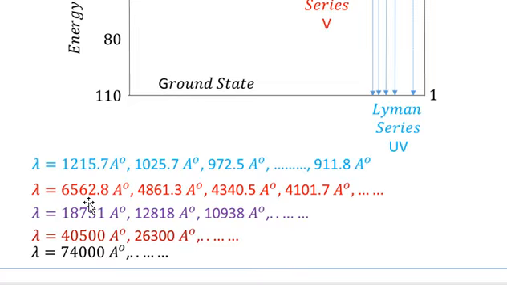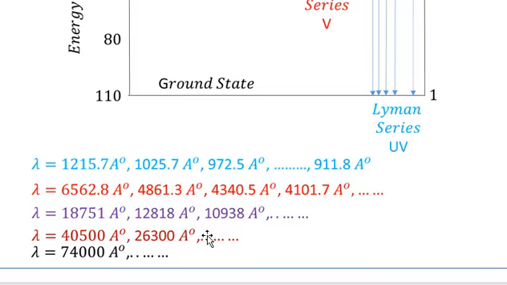And similarly for the Balmer series, I am representing these wavelengths in red, and the first one corresponds to the emission of a wavelength when the transition from the level number 3 to the level number 2 takes place in the atomic hydrogen. Of course this wavelength is H-alpha, which is 6562.8 angstrom. And similarly the next wavelength in the Balmer series, that is from the level number 4 to the level number 2, will give you a wavelength of 4861.3 angstrom, and so on.